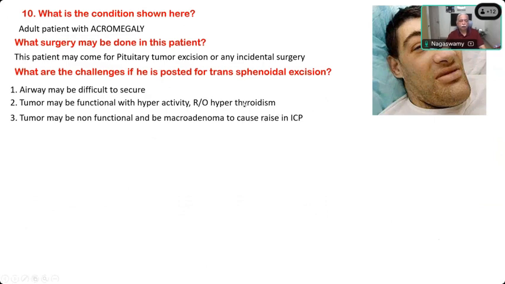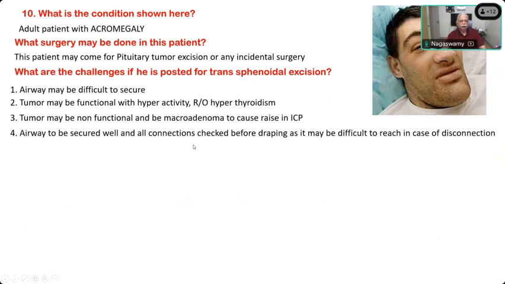Okay? So these two are the important pathological things because of the adenoma. It may be an active tumor with all the hormonal changes, or it may be non-functional, but size may be big to cause raise in ICP. Airway to be secured well and connected strictly before draping, as it may be difficult to reach in case of disconnection. And what is the position in which this transsphenoidal pituitary excision is done?